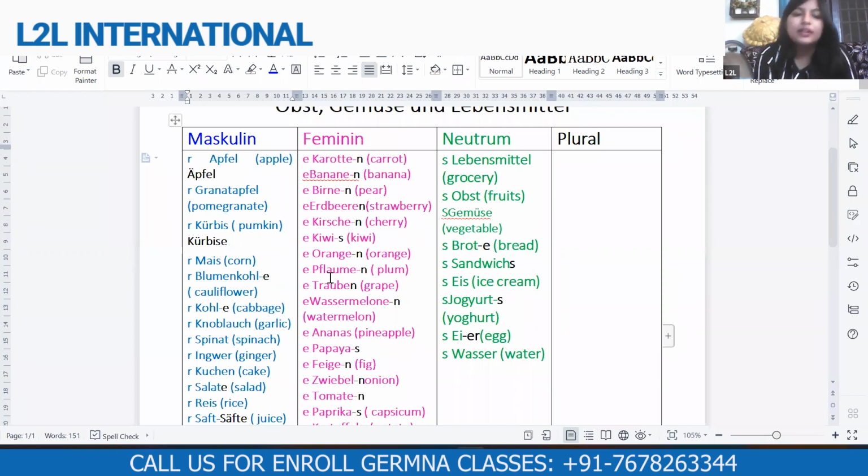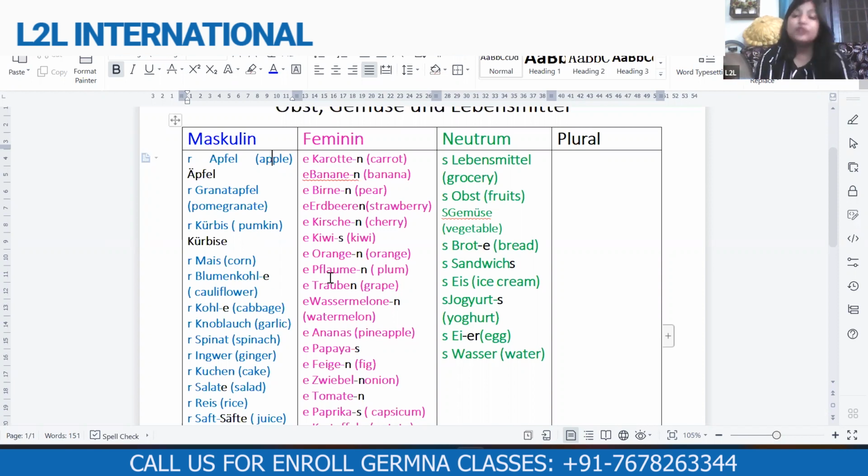Then for garlic, der Knoblauch, and we don't have a plural for garlic. For spinach, we have the word Spinat, and again we don't have a plural. It doesn't change. Then for ginger, we have the word Ingwer, and again we don't have a plural. Because in English also, I think we never say gingers and garlics. We say ginger, garlic. So it's Ingwer and Knoblauch.